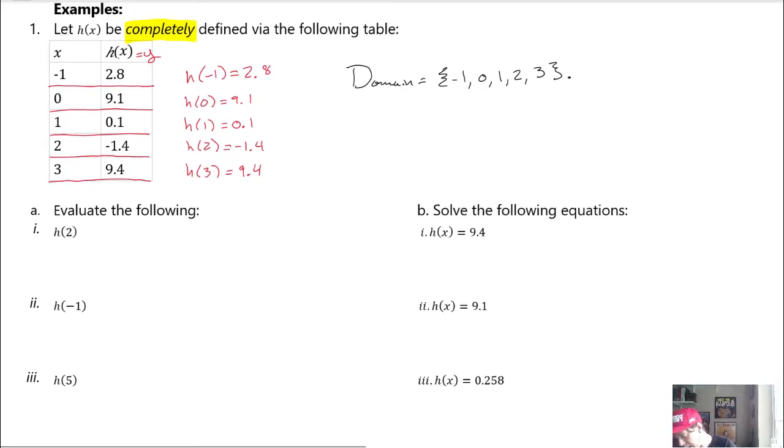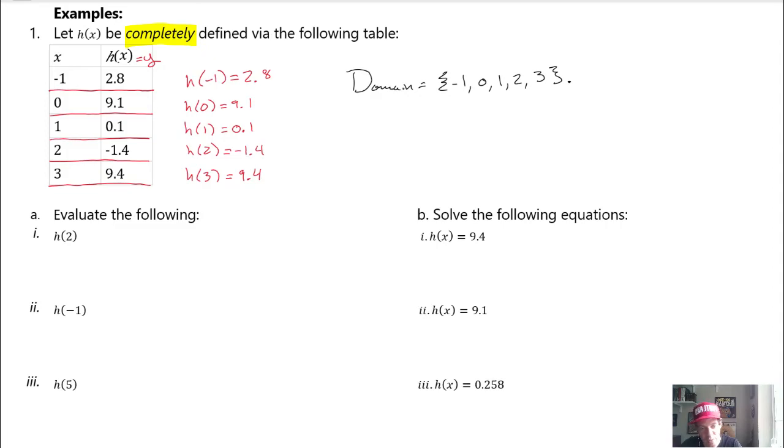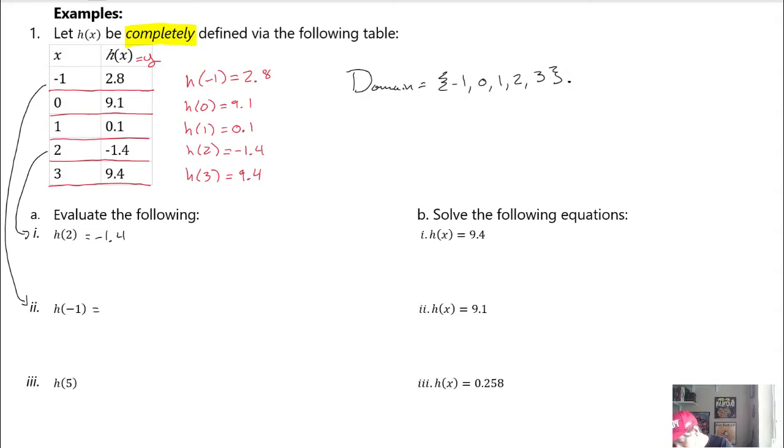So if we want to evaluate the following expressions, h of 2, then the output should be -1.4. That's coming from that fourth row there. If we plug in -1 into the function, we see from the first row, if I plug in -1, we should get out 2.8. Okay, and so then we get down to part 3 here, h of 5. And this, we say, is undefined.